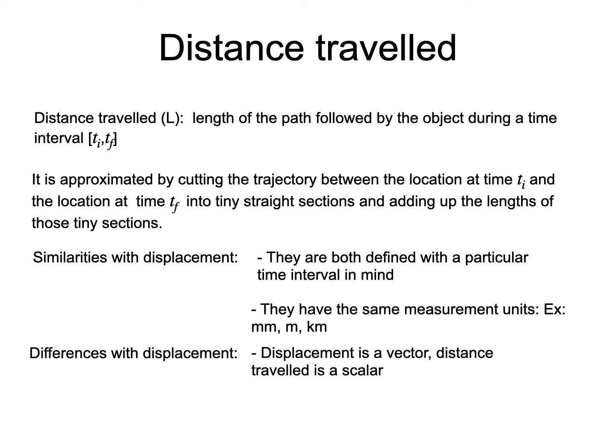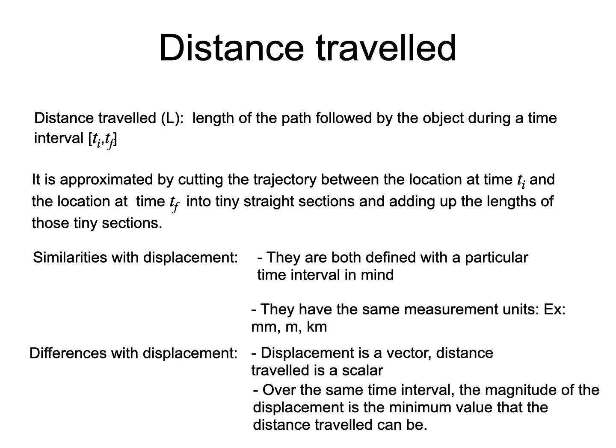There is a slight connection in the fact that if the trajectory was a one-way straight line, then the distance traveled would be equal to the magnitude of the displacement, provided that they are evaluated over the same time interval. Otherwise, the distance traveled is in general larger than the magnitude of the displacement. Let us look at two examples to illustrate the difference between displacement and distance traveled.